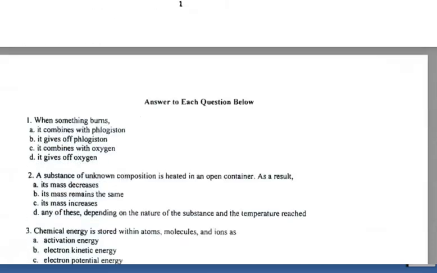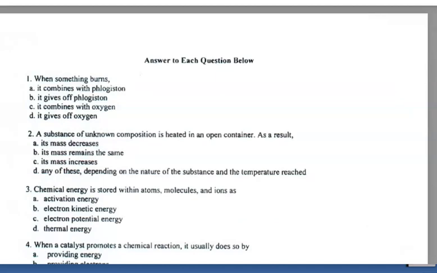Now, let's go to a few of the multiple choice questions. I really like the exercise questions, but I have some of both on the test.